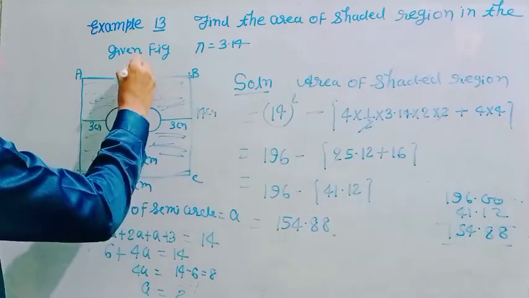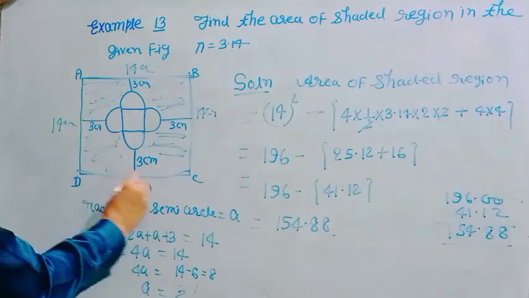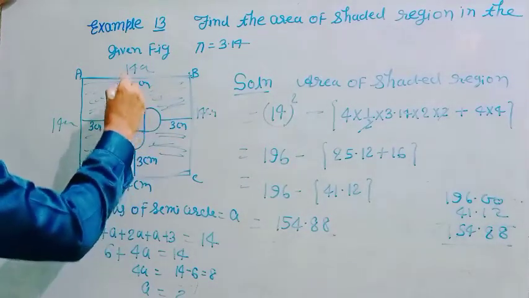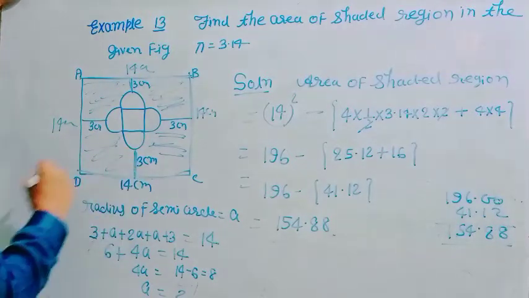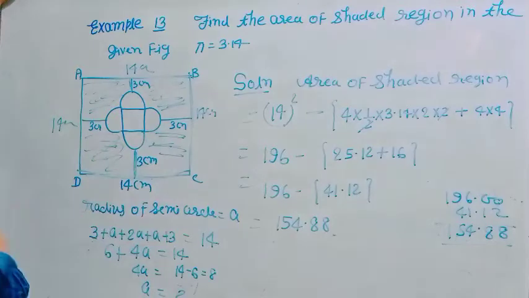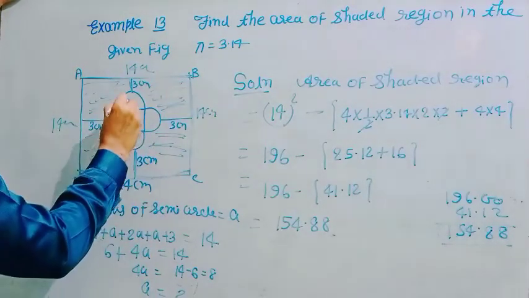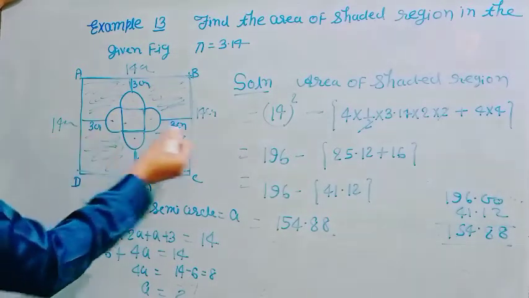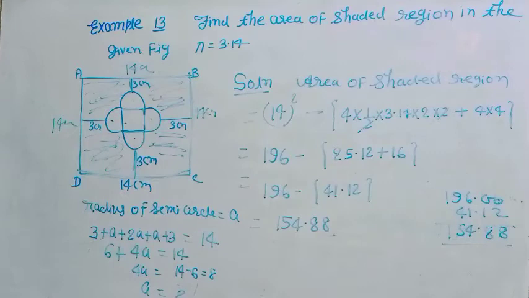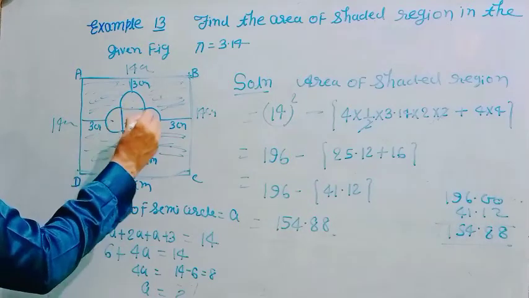It is given that its side is 14 cm and the distance between here is 3 and there is also 3. Then your question: what is the area of this shaded region? That means the area of the square subtract the area of the whole semicircle, and it is also in a square. Then it is the remaining part of the shaded region. So first find the radius of this semicircle.